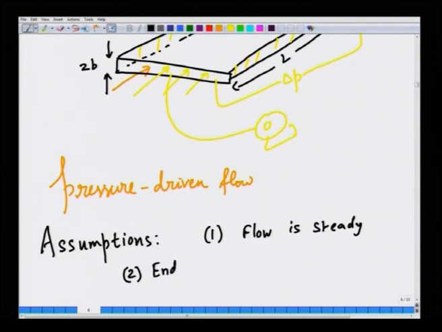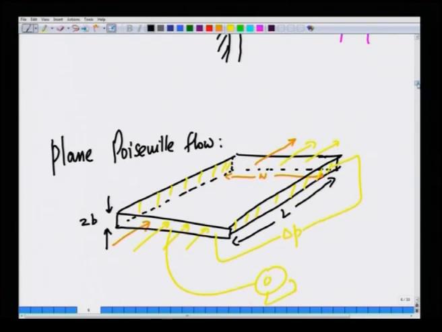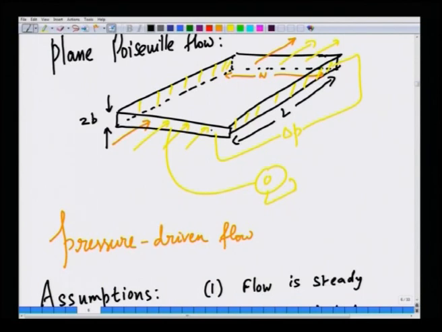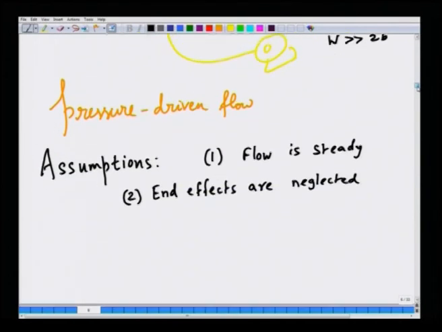end effects are neglected. That is, you have these two side walls, okay, and the fluid is entering and the fluid is leaving. If L is very large compared to 2b and W is large compared to 2b, okay, that is, the gap thickness is very, very small compared to the length as well as the width of the plates, then you can hope that the end or side effects are neglected.